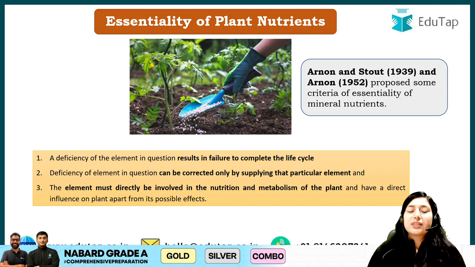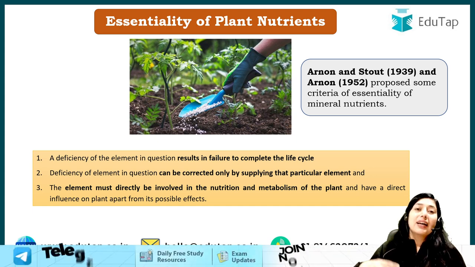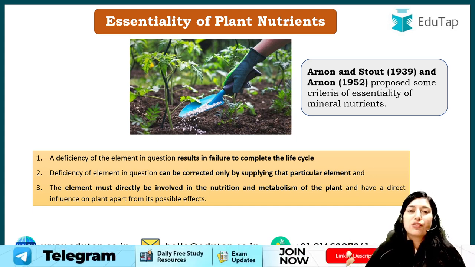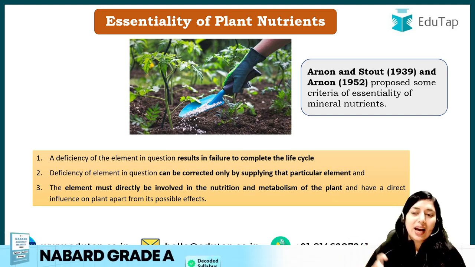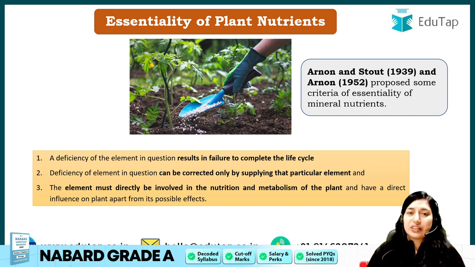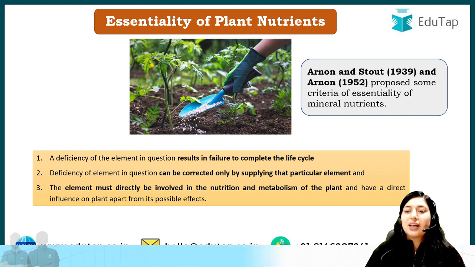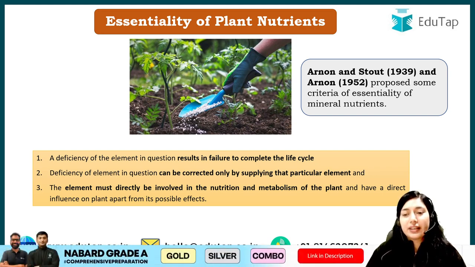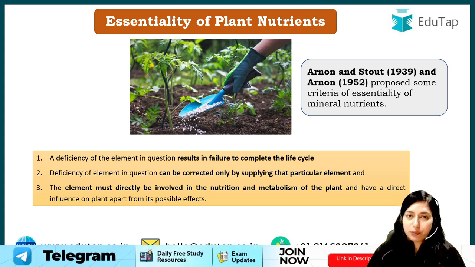Basically, what do I mean by essentiality of plant nutrients? It is about which nutrients are essential for plants and how we determine which nutrients are essential, right? There are some criteria given by Arnon and Stout. Initially Arnon and Stout worked on the essentiality of plant nutrients, meaning they worked out which nutrients are essential for plants, and later on Arnon in 1952 again proposed the criteria of essentiality of minerals for plants, right?